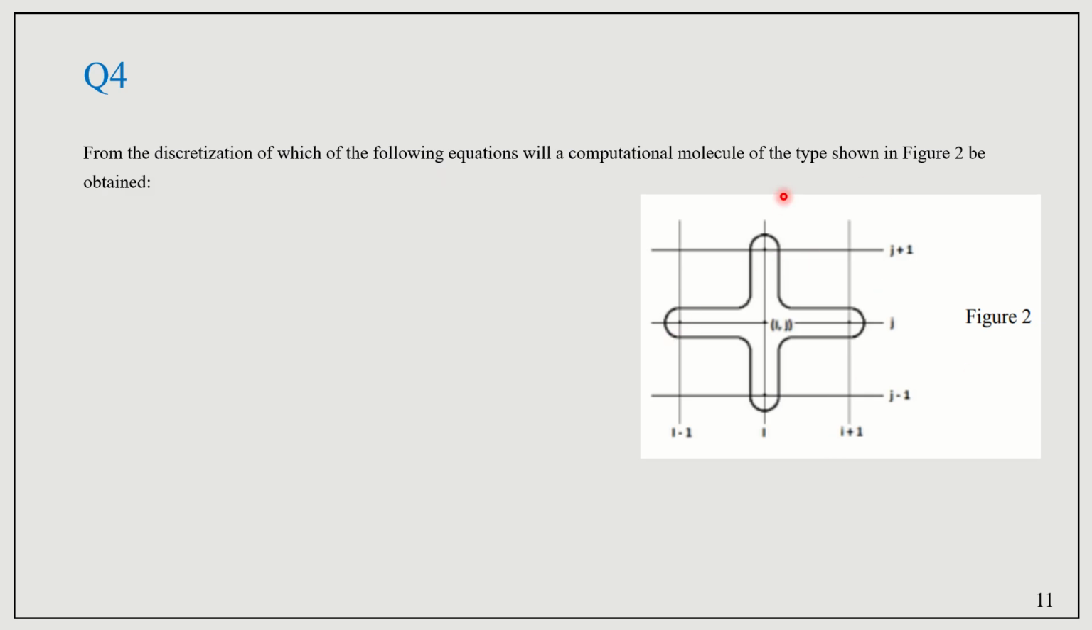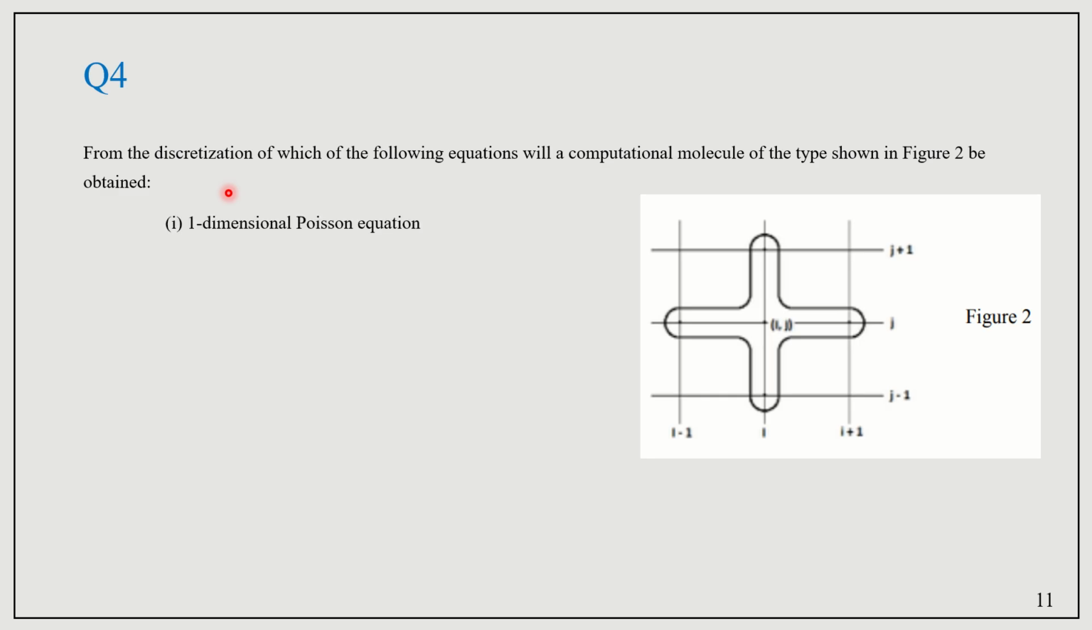So this is figure 2. So this is the computational molecule. This computational molecule includes the i comma j point, i minus 1 comma j point, i plus 1 comma j point, and similarly i comma j minus 1 point, i comma j plus 1 point. So these 5 terms are included. So the question is, from the discretization of which of the following equations will a computational molecule of the type shown in figure 2 be obtained? So now we need to identify for which of the equations, when discretized, we will get this particular computational molecule, including these 5 points.